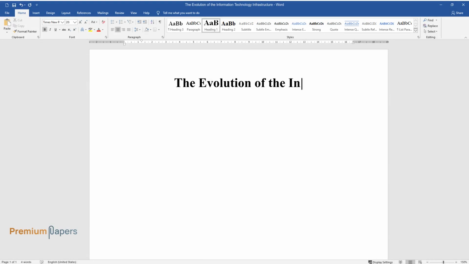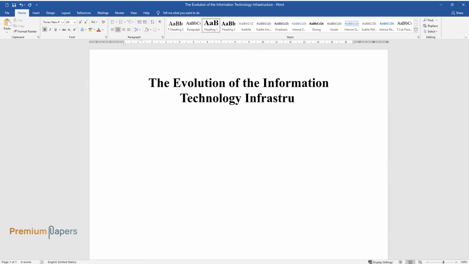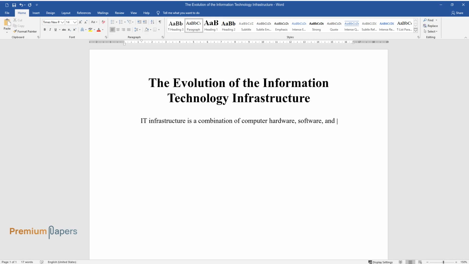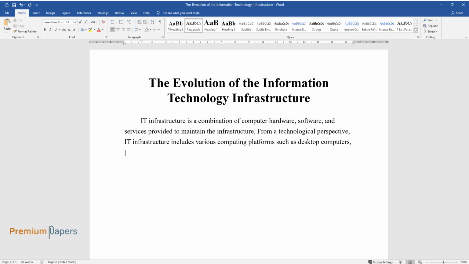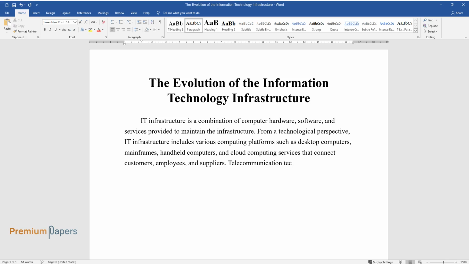The evolution of the information technology infrastructure. IT infrastructure is a combination of computer hardware, software, and services provided to maintain the infrastructure. From a technological perspective, IT infrastructure includes various computing platforms such as desktop computers, mainframes, handheld computers, and cloud computing services that connect customers, employees, and suppliers.